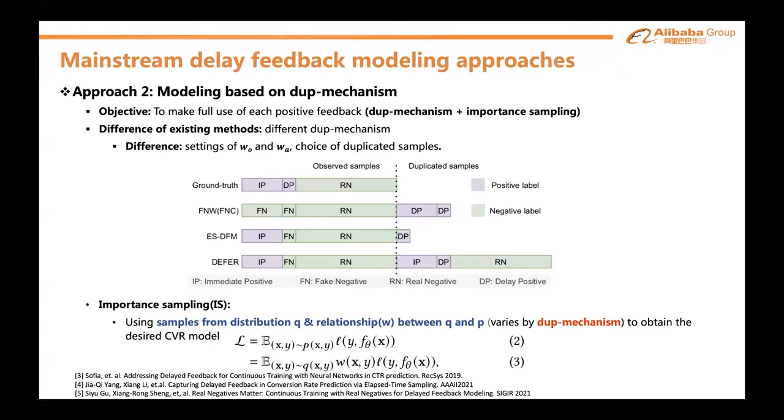After applying different dupe mechanisms, since the observed distribution is biased from the real distribution, the above methods employ importance sampling to rewrite the original loss function based on the real distribution P into the form based on the observed distribution Q as follows. More specifically, when calculating the loss of each sample in the observed distribution, an importance weight W is introduced to model the relationship between the two distributions.